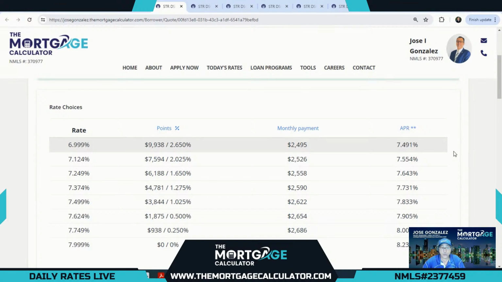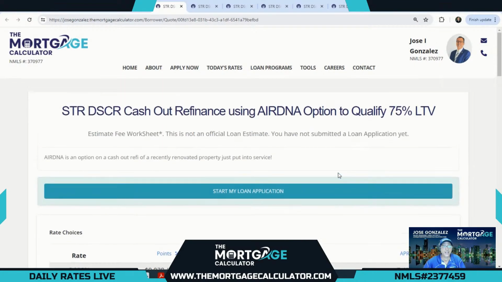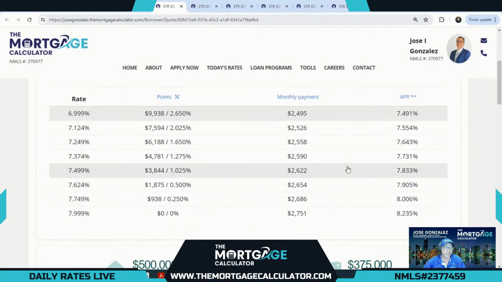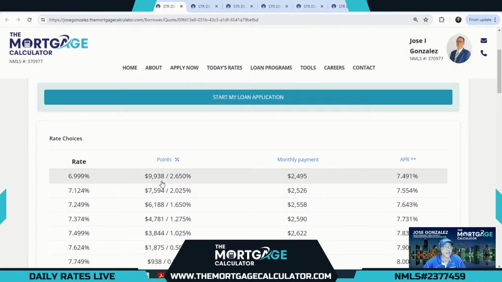Or you've owned it for a while and you just completed a major renovation and now you're putting it back to work as a short-term rental, fully furnished and all that good stuff. Those could be acceptable reasons to be able to use AirDNA to qualify your cash out refi. You heard me correctly. Use AirDNA to qualify your cash out refi. 75% LTV option here, and 7.999 lowest cost option, and you can buy that down to 6.999.